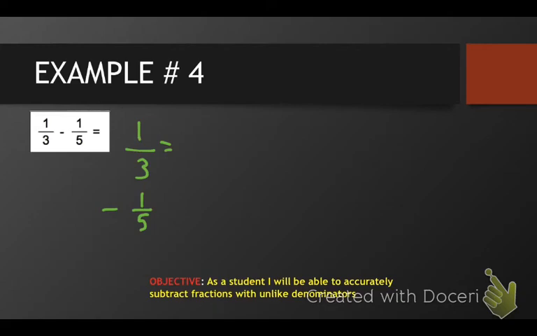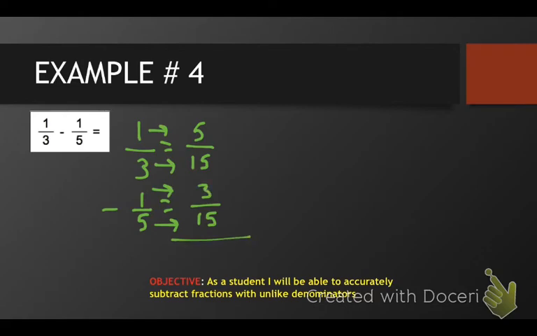We're going to change them to have a common denominator, which we just said is going to be 15. So we're going to go ahead and do that now. How does 3 become 15? Well, you multiply by 5, so you do the same thing to the numerator. 1 times 5 is 5. How does 5 become 15? Well, you multiply by 3, so you do the same thing to the numerator. 1 times 3 is 3.